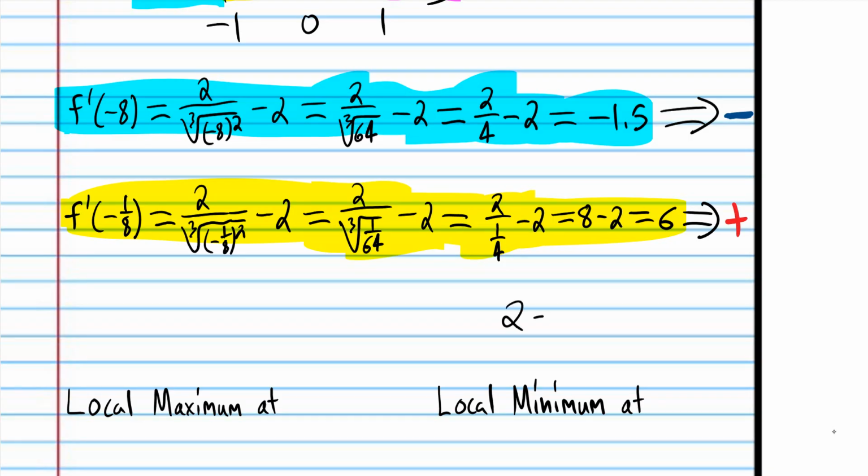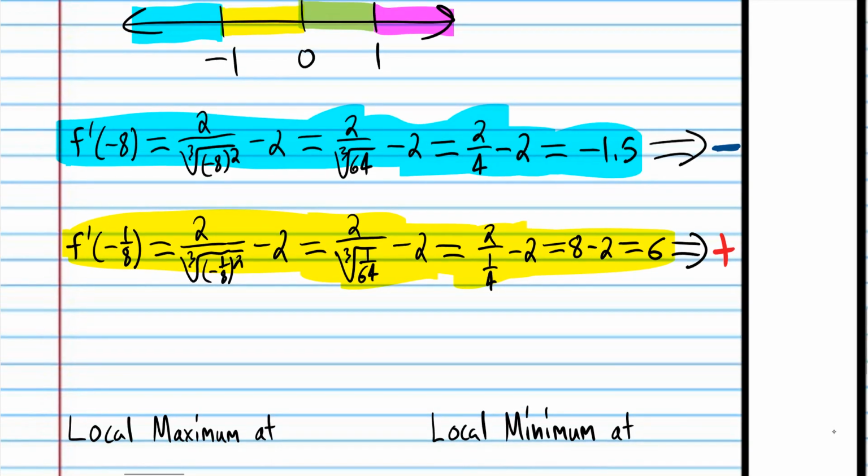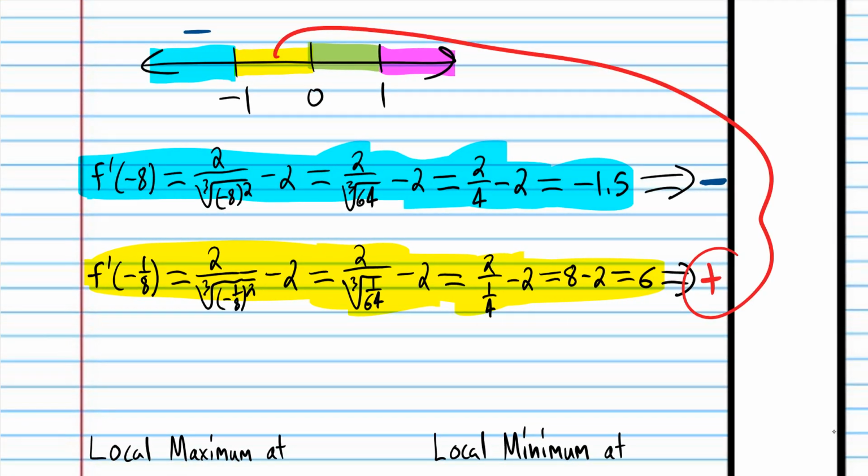It's 2 divided by 1/4, which is the same thing as 2 times 4, because you flip the divisor and multiply. Remember, a fraction line is interpreted as a division operation. So now we're going to go up here and write a positive symbol.